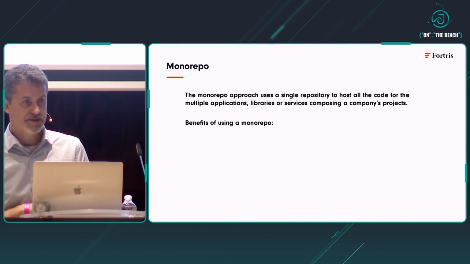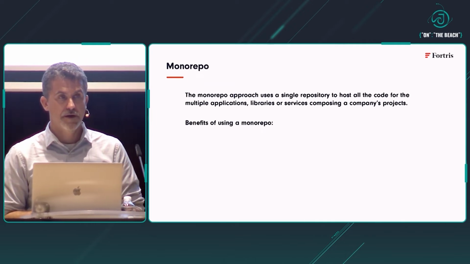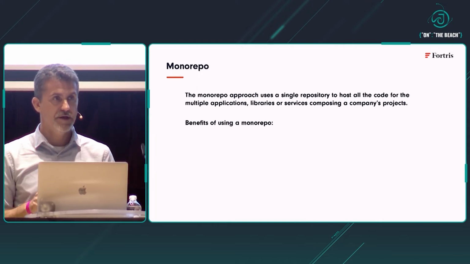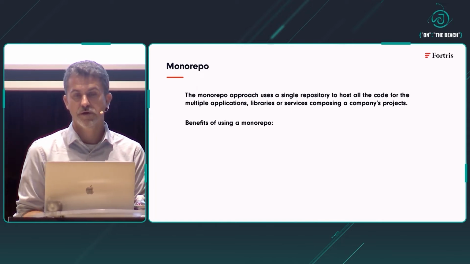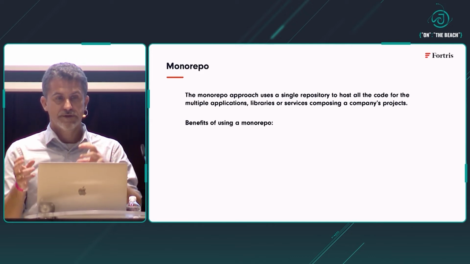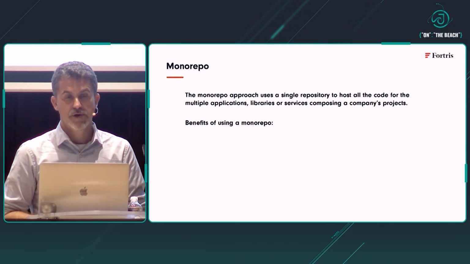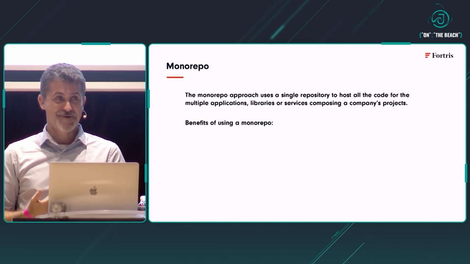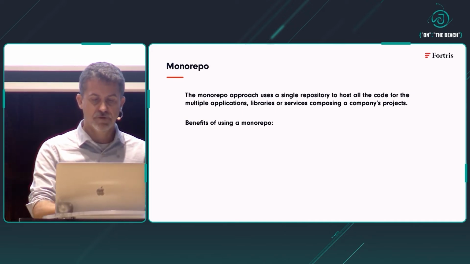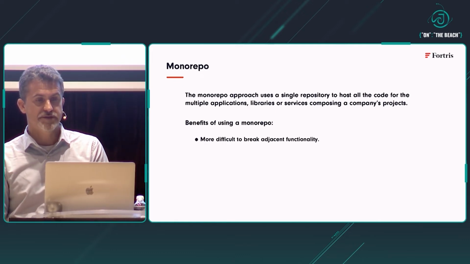The next concept will be the monorepo. Traditionally we're working with multiple repositories, one Git repository for each application, each library, each API service that we're working on. This is another alternative, to have all our different applications, libraries and services put together in one monorepo. Of course, there are some challenges that we have to handle, but it could have some benefits for your project. One of them is that it's more difficult to break adjacent functionality.